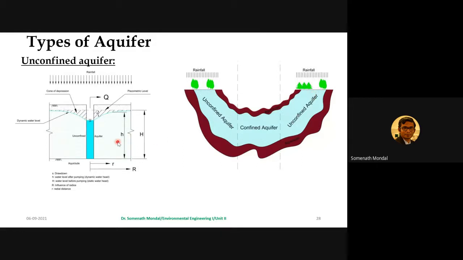Here also you can see, and these are the nomenclatures which are usually used in order to calculate the yield of the unconfined aquifer or confined aquifer. So s actually stands for drawdown. We have h, the water level after pumping. Capital H is the water level before pumping, that is the static head, the height of the water table. R is the radius of the influence area, and then r is the radial distance. So these nomenclatures are quite standard. That is the reason I have provided them over there.